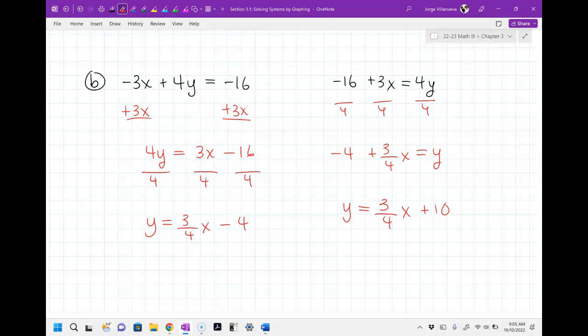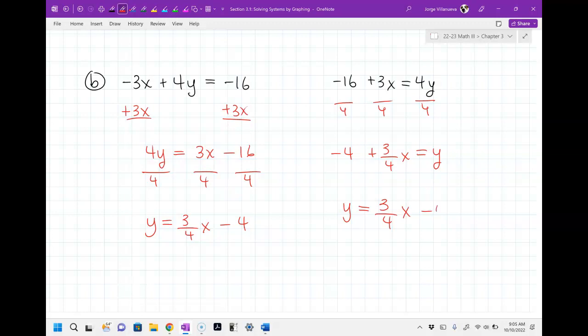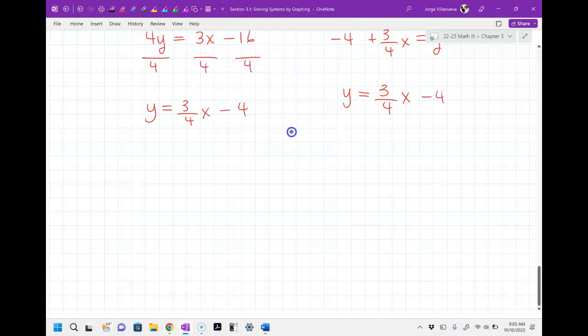They would be parallel. Good. My slope is 3/4, but they're not identical equations. So that means no solution if that's what it looked like, because they're parallel lines. Parallel lines do not cross, right? But for us, we got infinitely many solutions, right? So let me again draw this for you guys just so you can see it. And then we're done.